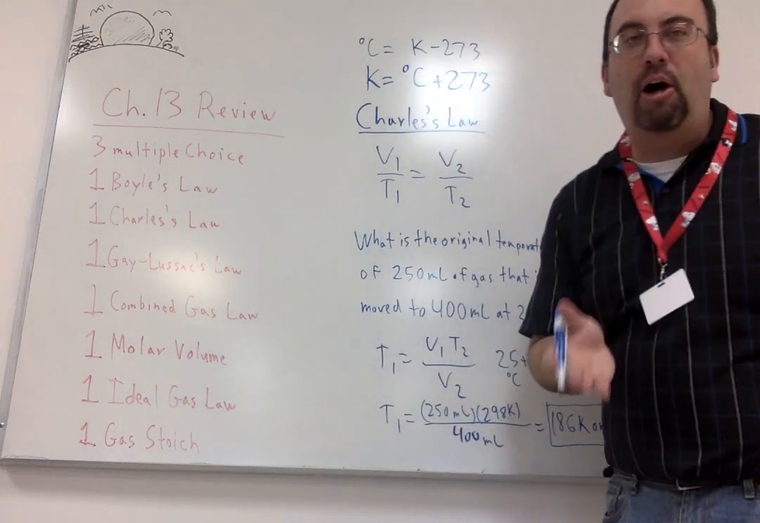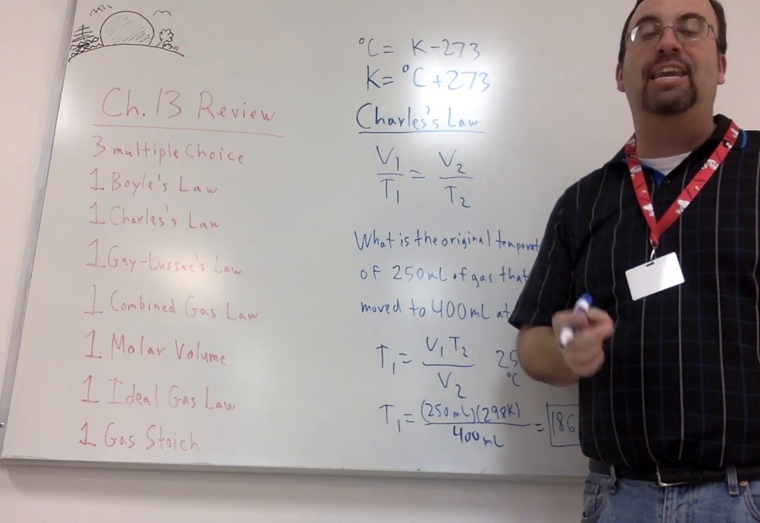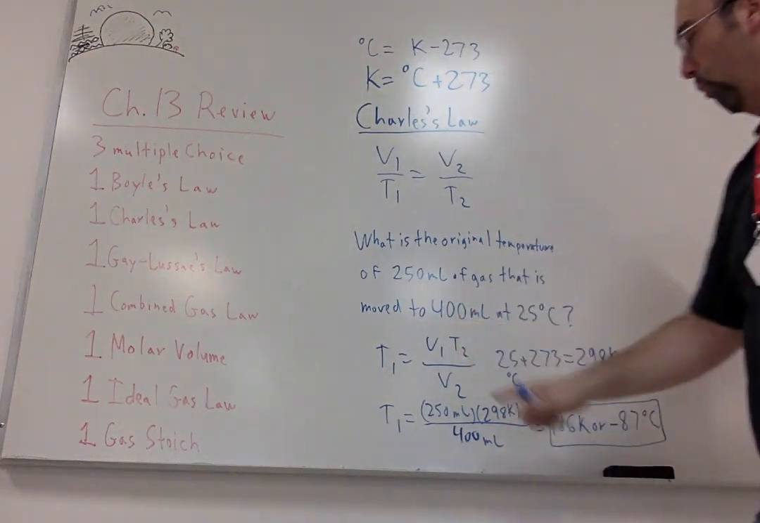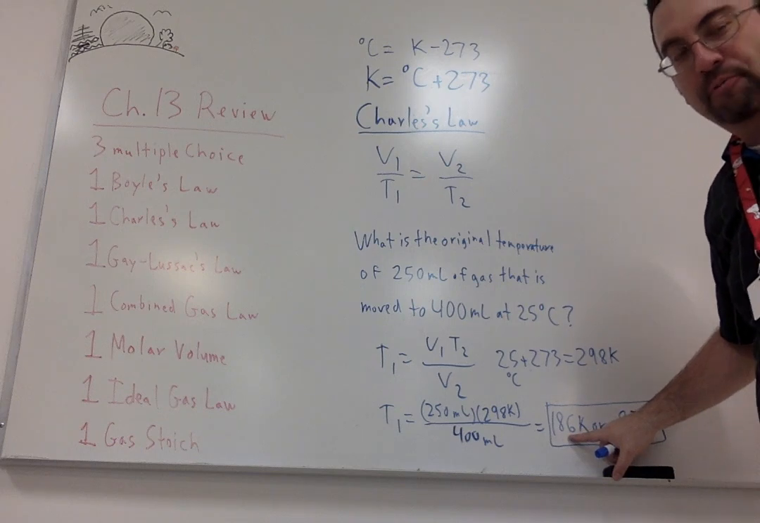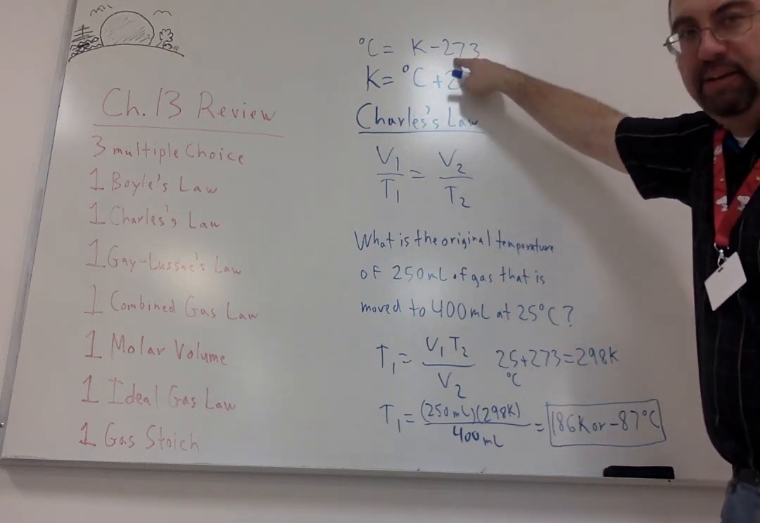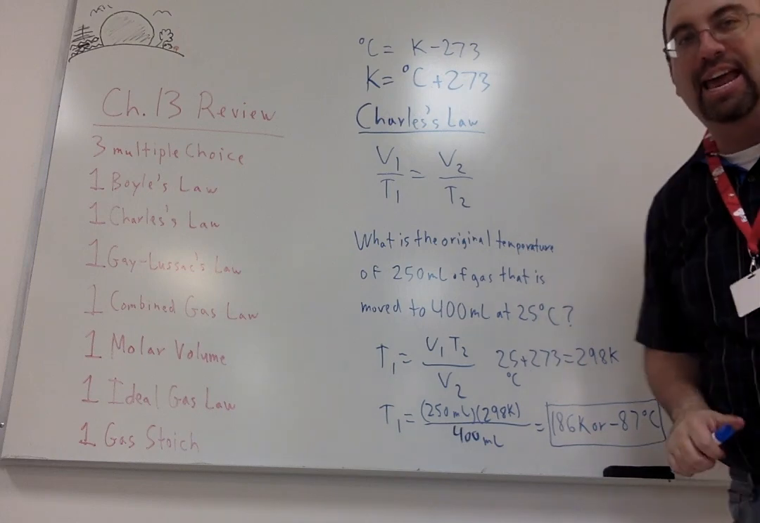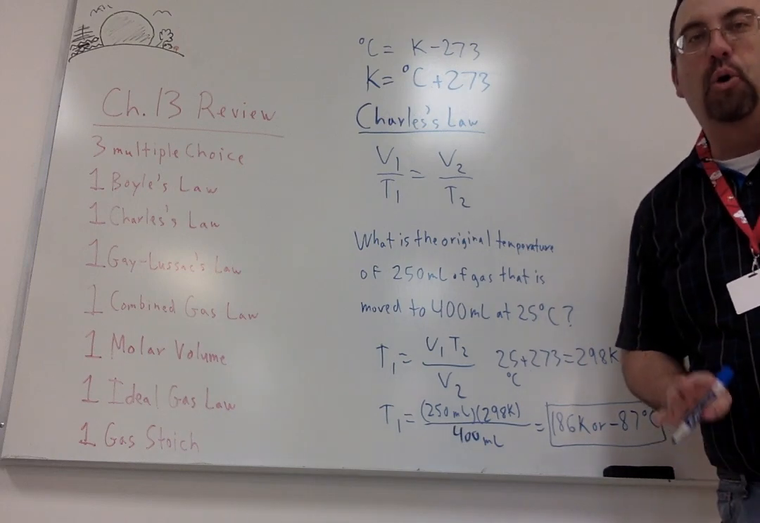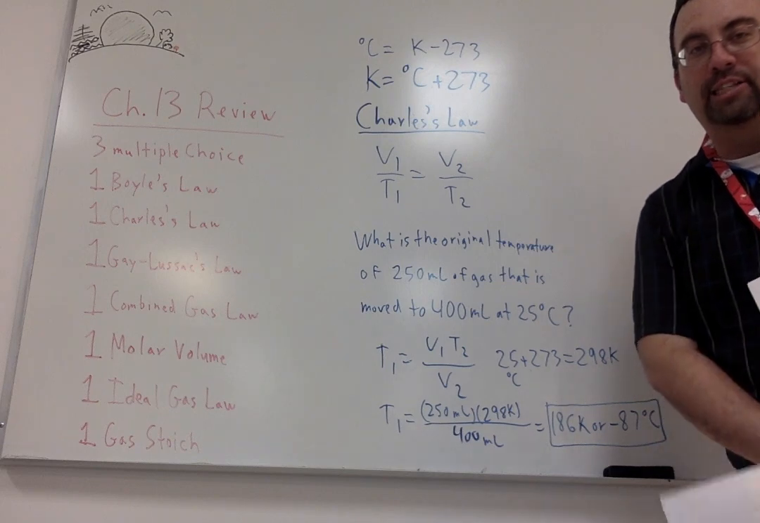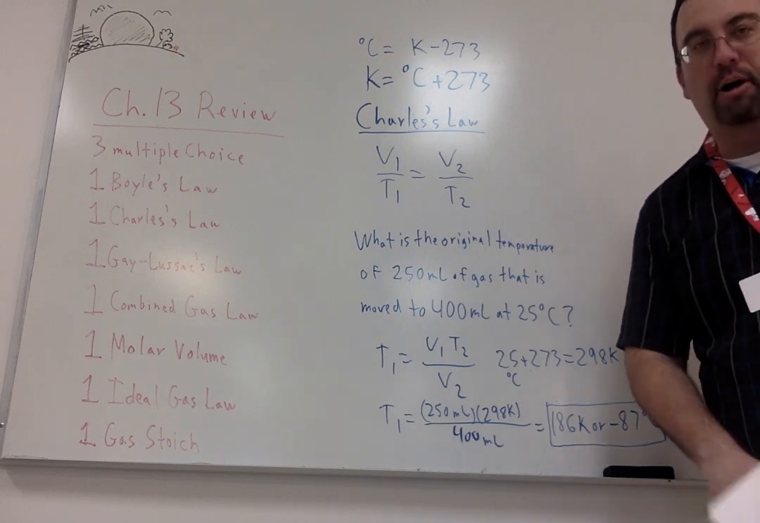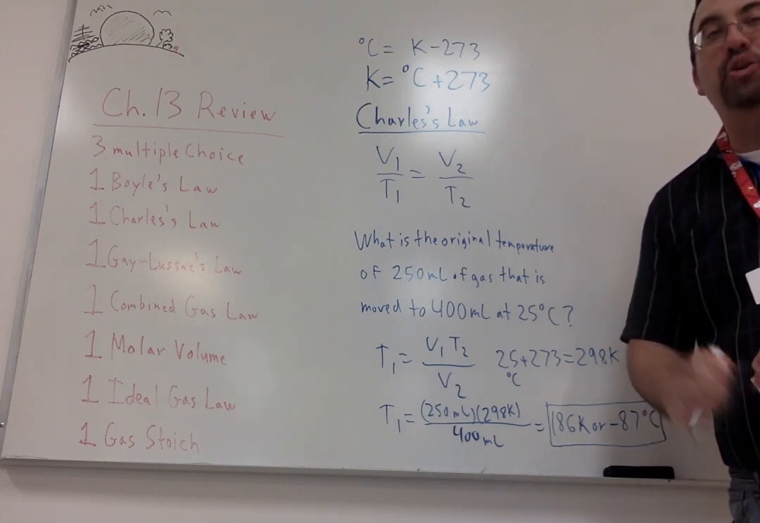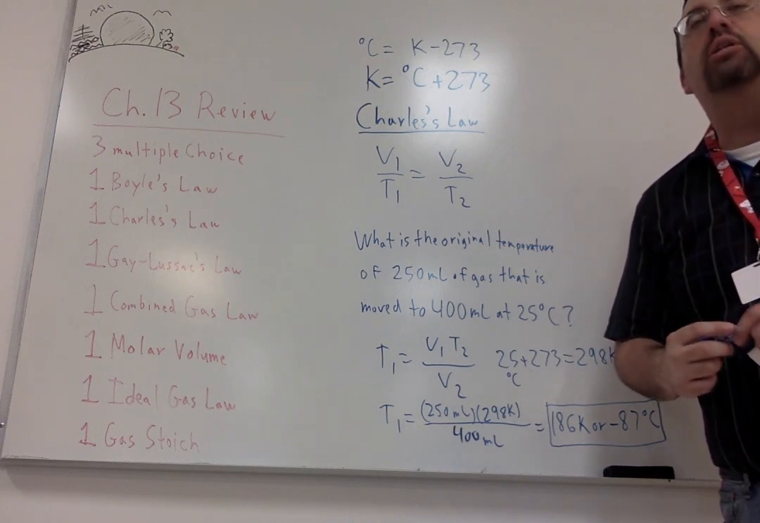So if the problem asks for the temperature in Celsius, once you get this answer, which is in Kelvin, you need to remember to subtract 273 in order to get this in terms of Celsius. And so it's going to be negative 87 degrees Celsius was the original temperature. And so that is an example of a Charles law problem. All right, let us go ahead then and do an example of a Gay-Lussac problem.